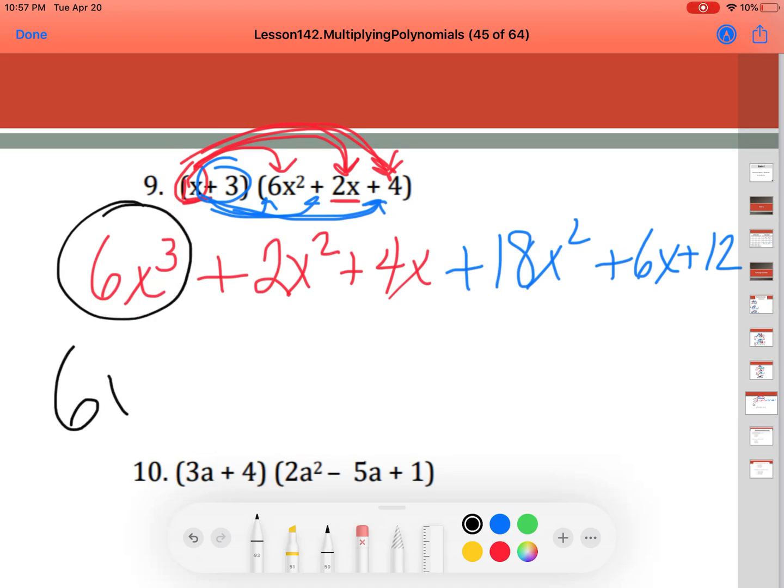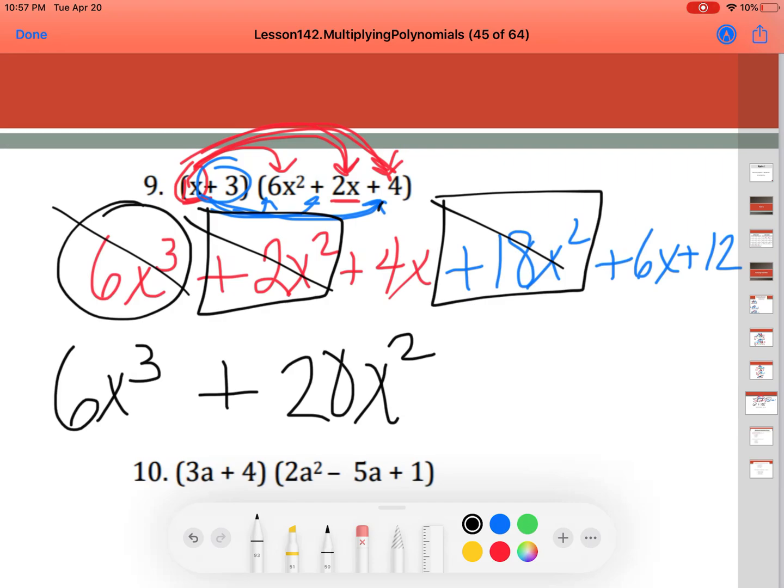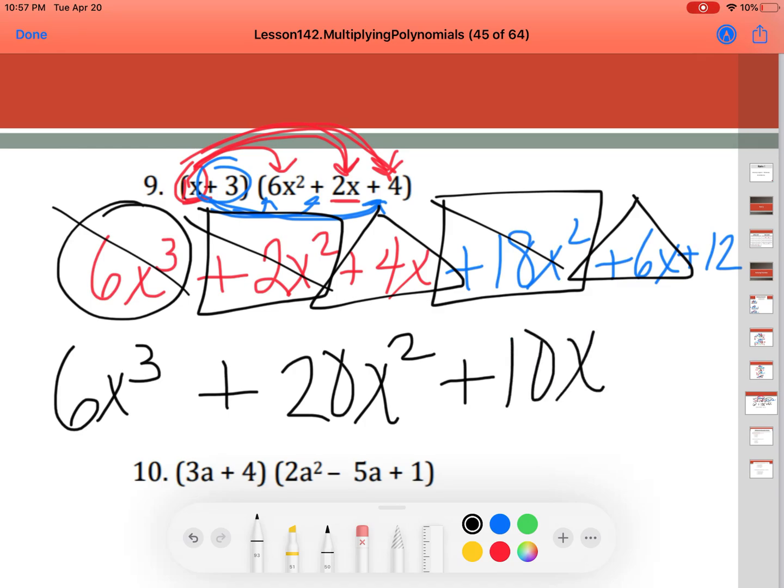Okay, combine like terms. 6x cubed has no friends, so he can come down. 2x squareds and 18x squareds. 2 plus 18 is 20x squareds. Positive 4x's and 6x's makes 10x.